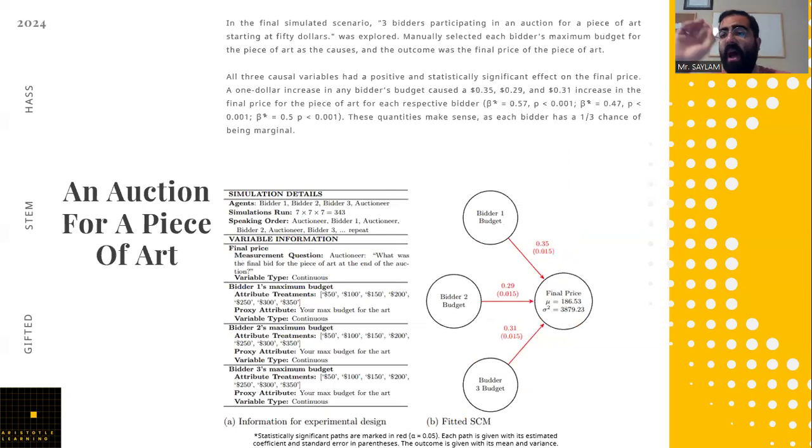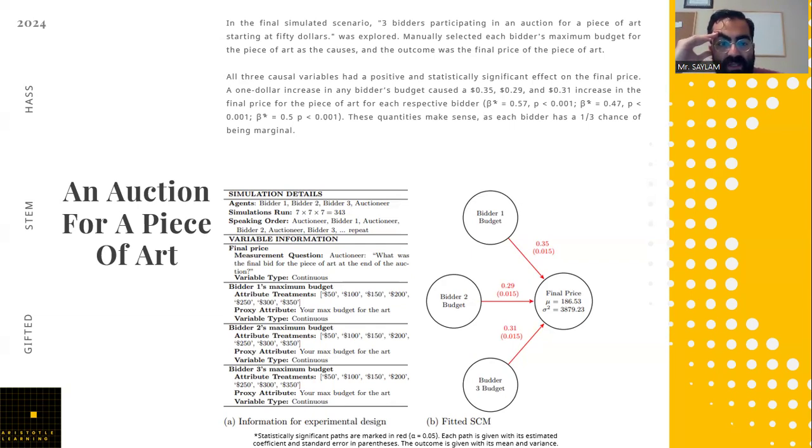And finally, an auction for a piece of art. In the final simulated scenario, three bidders participating in an auction for a piece of art starting at $50 were explored. Each bidder's maximum budget for the piece of art was manually selected as the causes, and the outcome was the final price of the piece of art. Like the tax fraud scenario, the center-ordered interaction protocol was chosen for these simulations. The auctioneer was selected as the central agent, and the other agents were bidder 1, bidder 2, and bidder 3, who alternated with the auctioneer in that order.